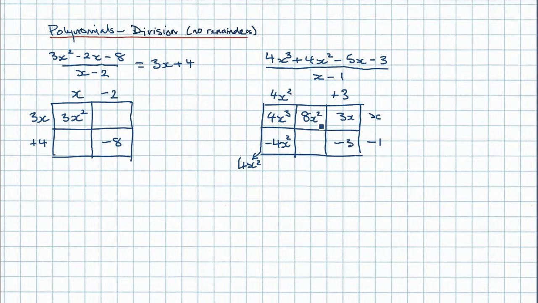And now I can try to fill in the rest of my box. So I've got 8x squared. 8x times whatever this is gives us 8x squared, or 8x squared divided by x. So we end up with 8x here. Okay, and now I've finished. I don't need to fill in this box here because I've already got my answer. And so my answer is 4x squared plus 8x plus 3. Okay?